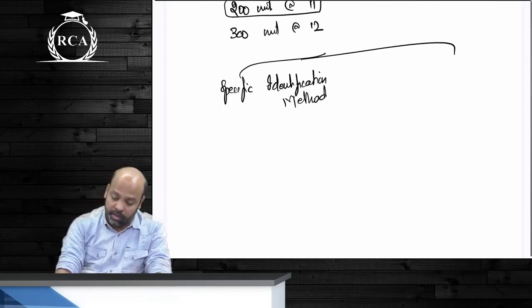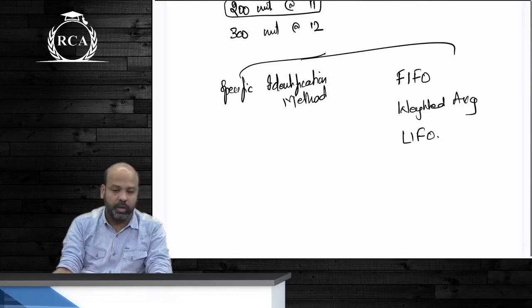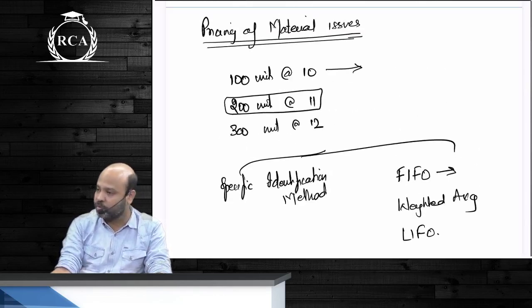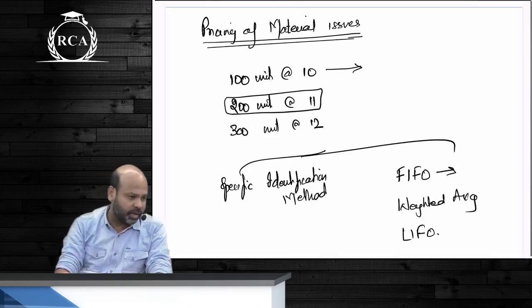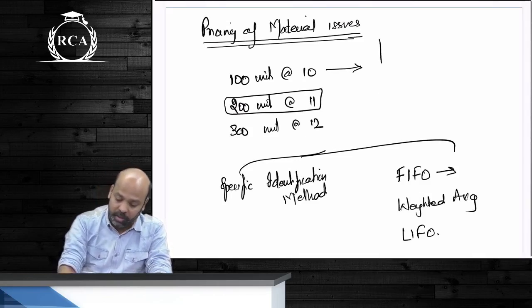The other ones, guys, are something called FIFO method, weighted average method, LIFO method. As per FIFO method, whatever has been purchased first is assumed to be consumed first. Whether or not you're consuming it at the ground level doesn't matter. For the purpose of recording it, whatever is being purchased first will be consumed.